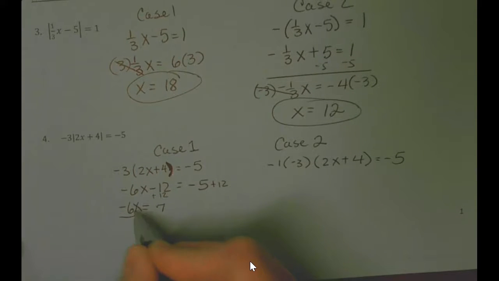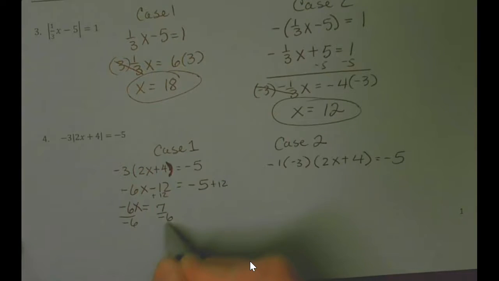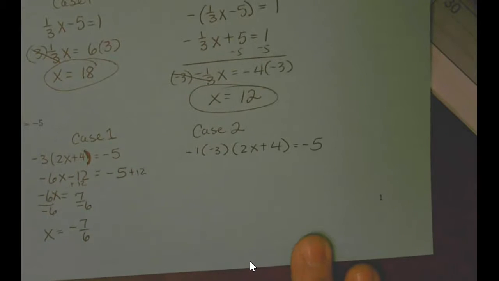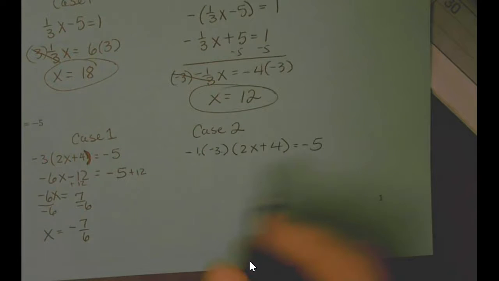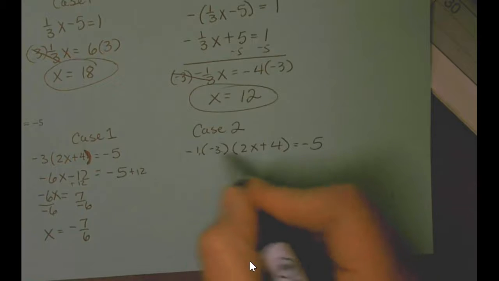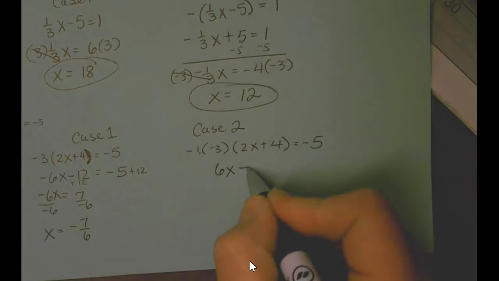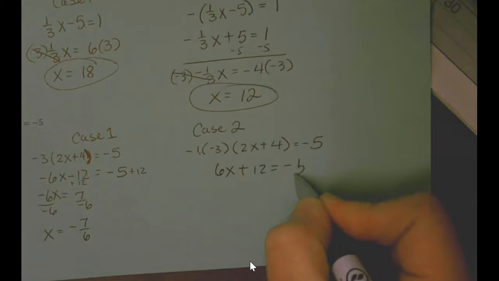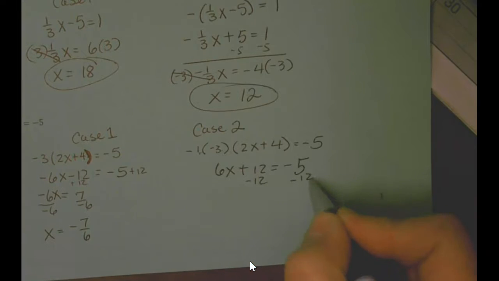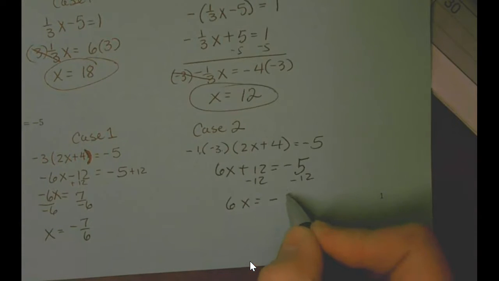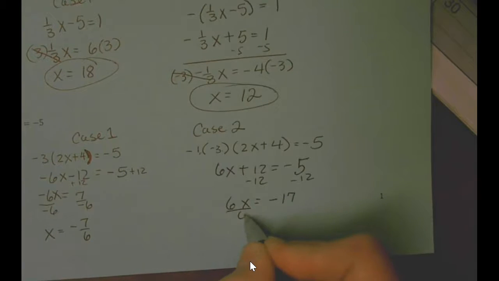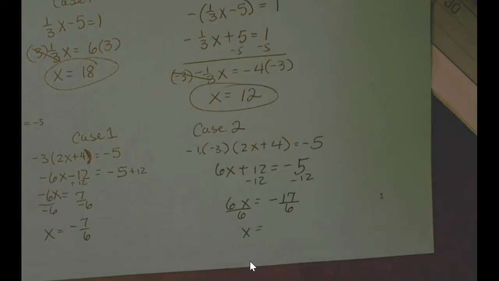Divide, oops, I left out my x. Divide by negative 6, and so negative 7/6 is your first answer. So that would make a positive 3. Negative times negative would make a positive, and so distribute a positive 3. Subtract 12 from both sides. Divide by 6. These are your 2 answers to case 1 and case 2.